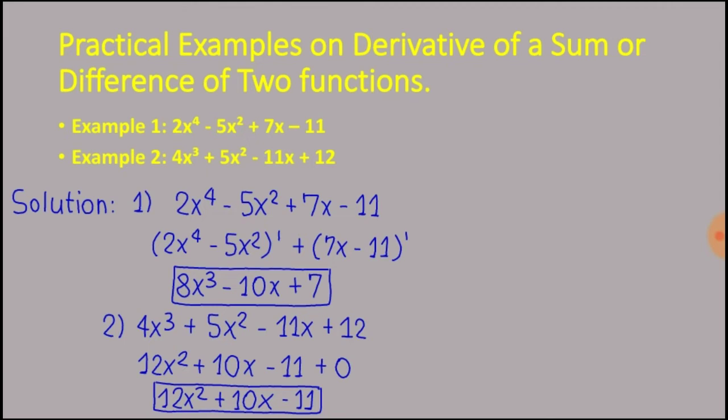Second example, 4x cubed plus 5x squared minus 11x plus 12. Here we get 12x squared plus 10x minus 11 plus 0. So the derivative must be 12x squared plus 10x minus 11. So we can identify it like this.